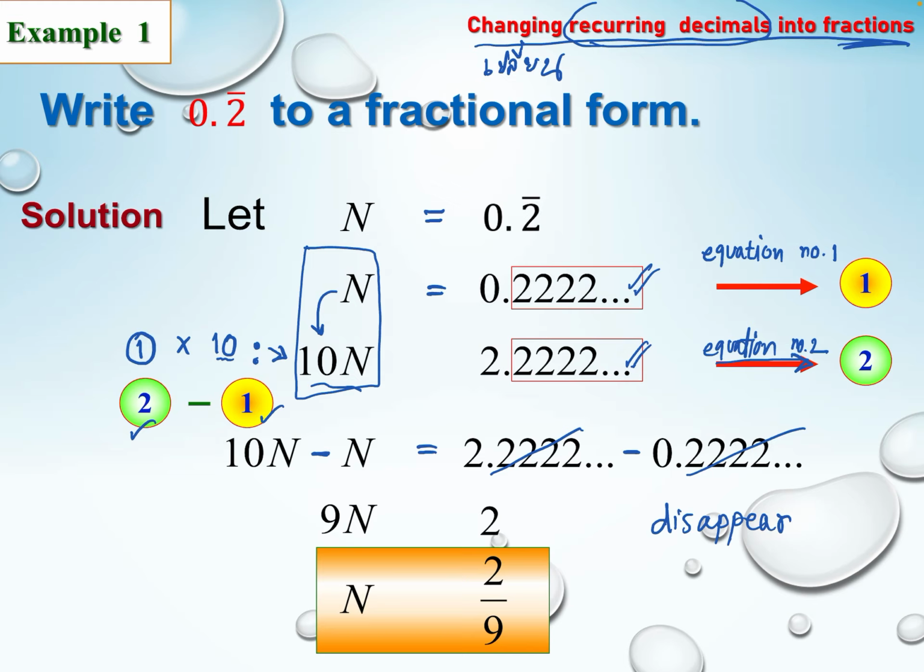Then in the left hand side you will have 10n minus n. It means 10 minus 1 is 9. In the left hand side you have 9n left, equal to, in the right hand side, number 2, right? So at the final we know that n equals 2 over 9. Therefore we say that 0.2 repeat 2 always equals 2 over 9, like this.